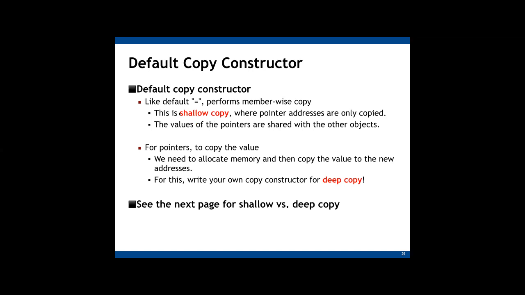There are two types of copy, shallow copy and deep copy. The shallow copy copies the pointer addresses, not the actual value that the pointer points to. On the other hand, the deep copy copies the actual value that the pointer points to. So if you want to copy the actual value that the pointer points to, you cannot use a default copy constructor because the default copy constructor works as shallow copy. For that, you have to define your own copy constructor and perform the deep copy.